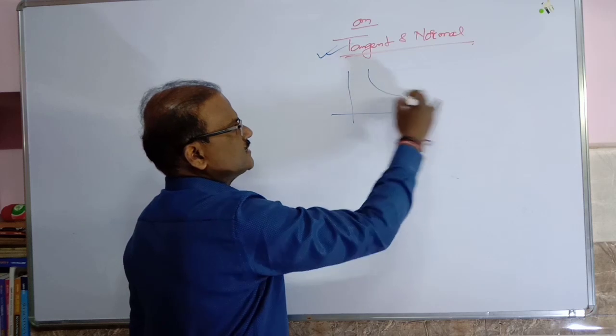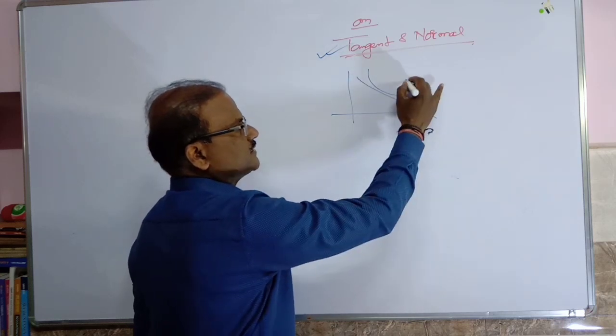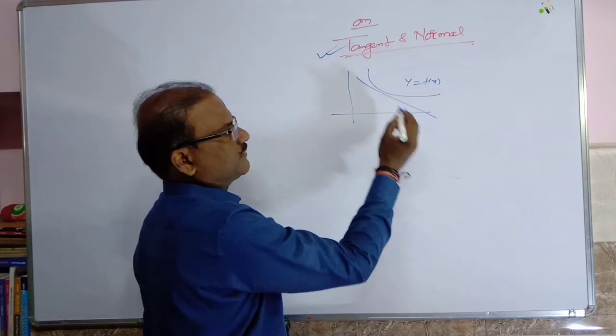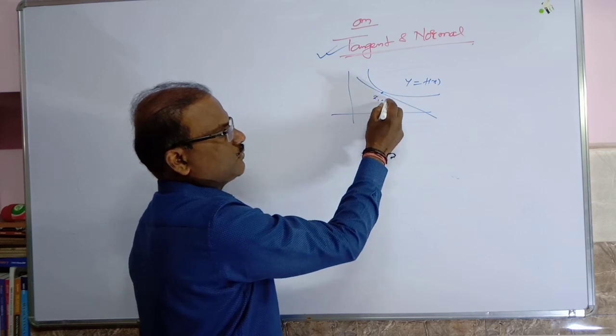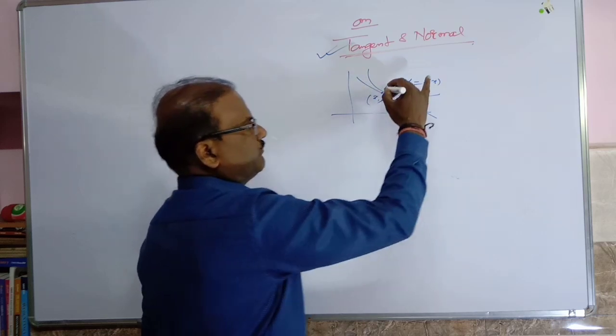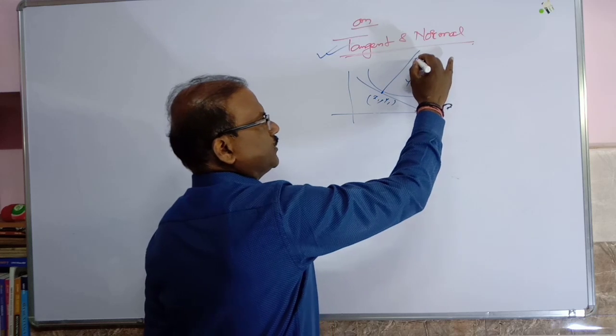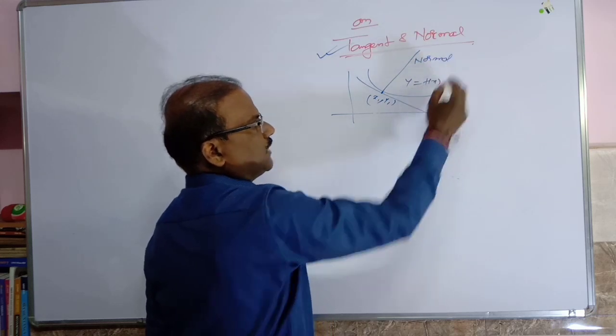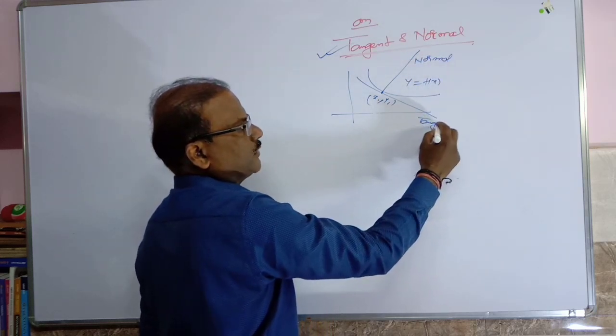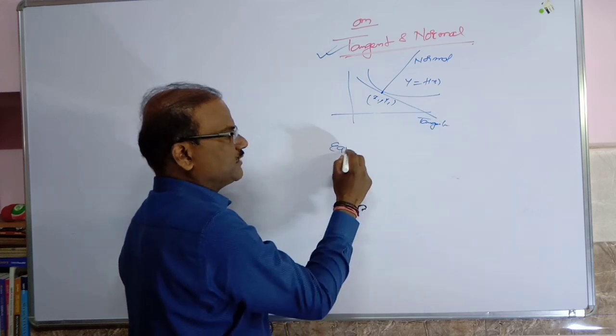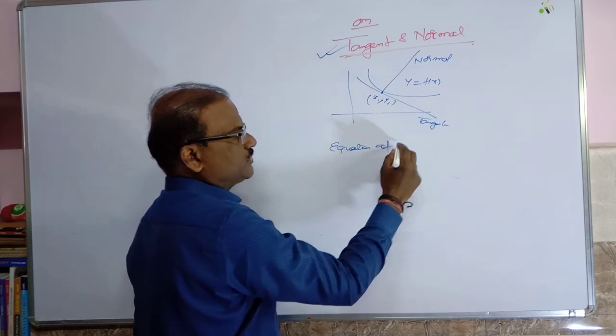If the curve is given and the tangent is this, y equals f(x), and this point is (x1, y1). We are interested to talk about normal and tangent. Okay, so our next step is the equation of tangent.